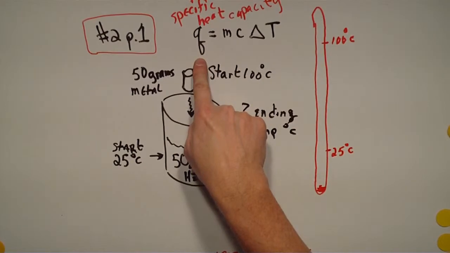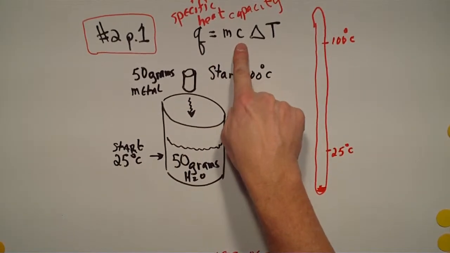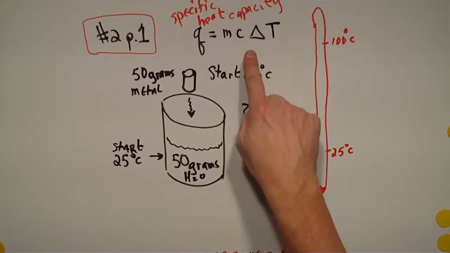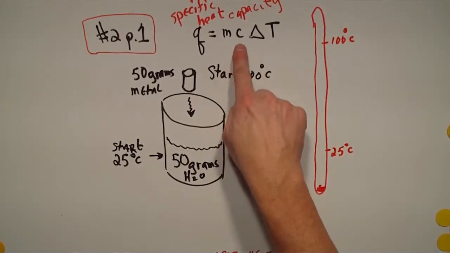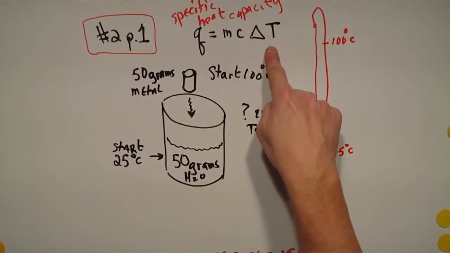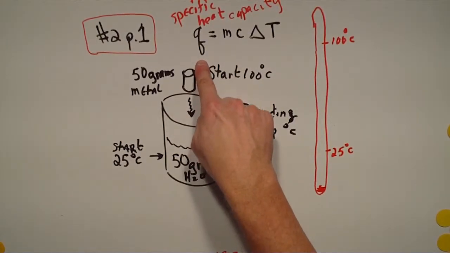Q, meaning the heat of something, is equal to the mass of that something times a constant called the specific heat capacity constant, and then the change in temperature. So some object of a certain mass has a certain constant, and it changes by a certain number of degrees. It will have absorbed or released a certain amount of heat.